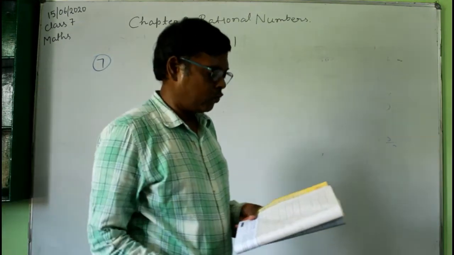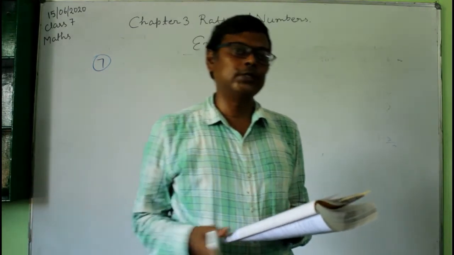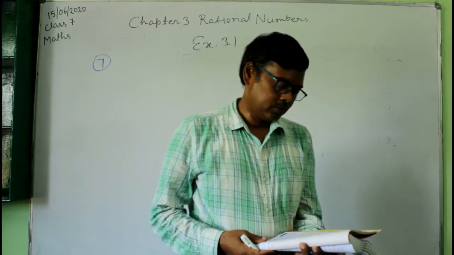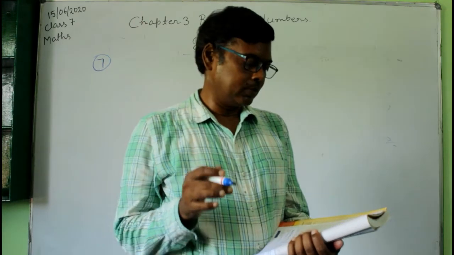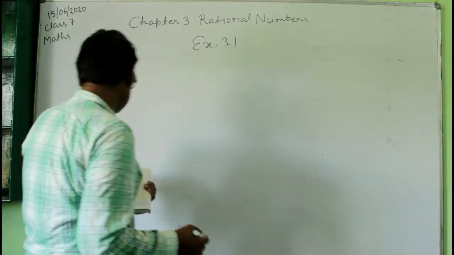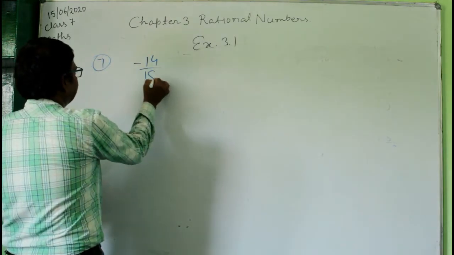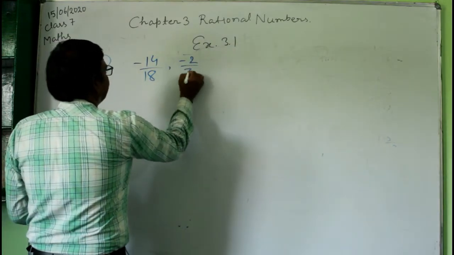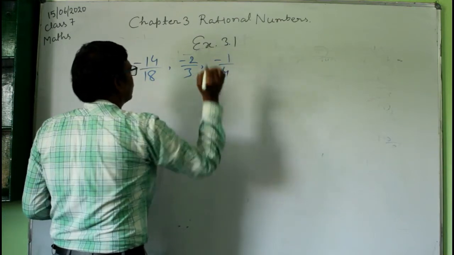In this I will do only one question, that is 7b, because all are similar questions and the process is the same. And in this question number 7 and 8, both are similar questions. So here I am going to do question number 7b. Okay. So in question number 7b, the numbers are minus 14 by 18, minus 2 by 3, minus 1 by 4.